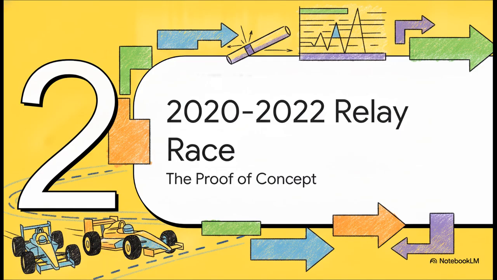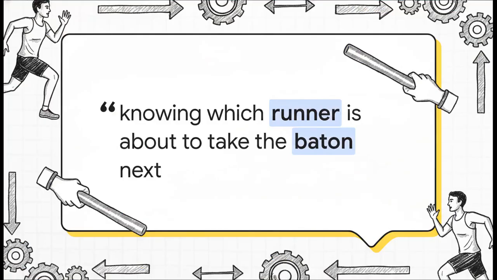Section 2. The Proof of Concept. The 2020 to 2022 relay race. So the crucial point to remember here is that sector rotation is exactly like a relay race. Capital is the baton, and it gets passed from sector to sector in a highly predictable order. Your job as a macro investor? It's knowing which runner is about to take the baton next, not staring at the runner who is currently leading. You have to anticipate that baton pass well before it hits the mainstream headlines.